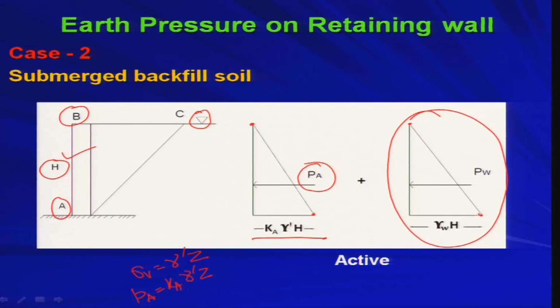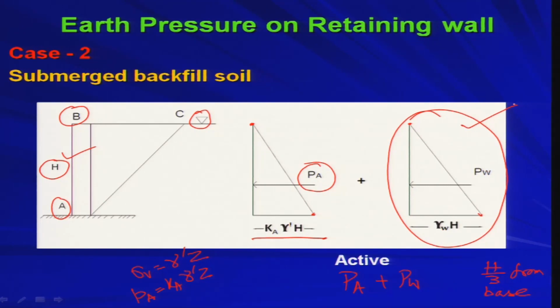So, the total thrust on the wall is Pa plus Pw. Both act at H by 3 distance from the base, right, agreed. So, this is the thing which comes extra because you are considering submerged backfill.